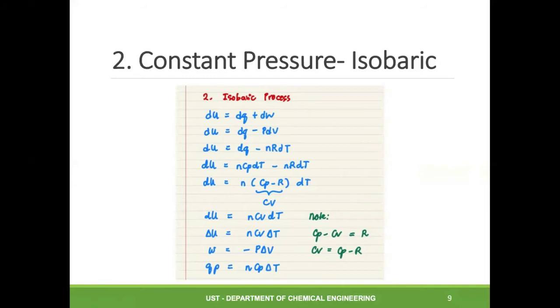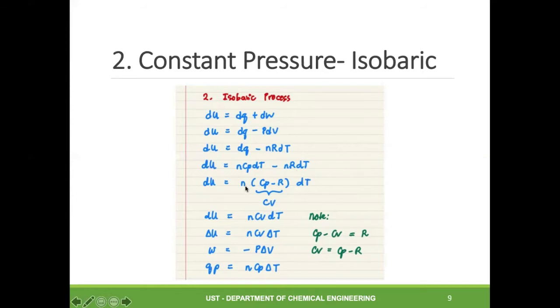Volume increases to V2 while the temperature is maintained at P1. So we will be using the ideal gas equation, negative nR dt. So substituting, you know that this is heat at constant pressure. So this is represented by Cp. So dU becomes nCp dT minus nR dT.